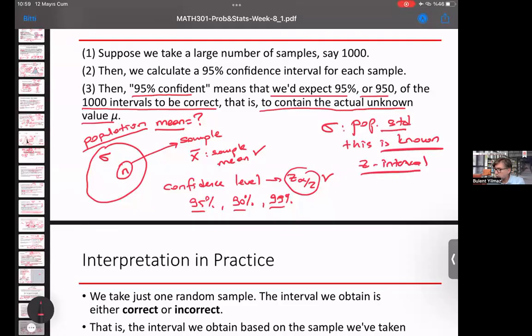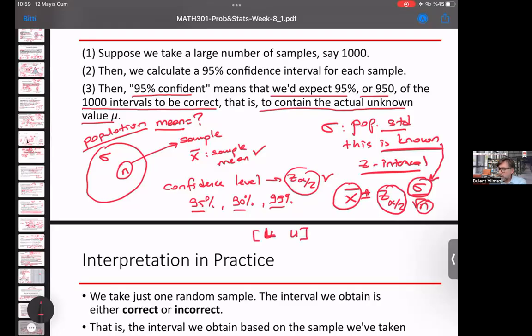What was the confidence interval? X bar plus and minus Z, my confidence level value, times sigma over root n. So what do I need? I need the sample mean. I need my confidence level, so I will calculate my Z value, 1.96 or something like that. I need the population standard deviation, which is given. I need the sample size. If I know these, I can find the confidence interval, with lower bound and upper bound.